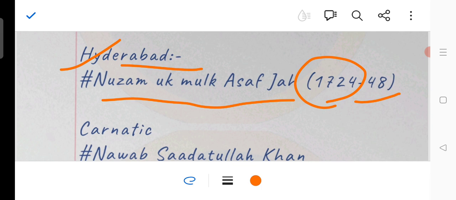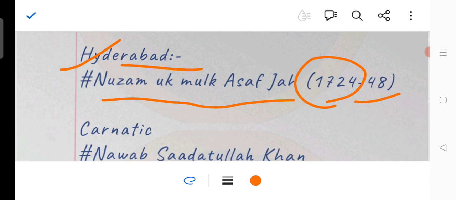But here the main thing is that after the death of Nizam ul Mulk, there was a fight between the two, Nasir Jung and Muzaffar Jung. Because the people saw that there was an unstable government, other states like Awadh, Carnatic, Mysore took advantage of this and started settling in Hyderabad. And the Marathas even invaded and collected Chauth from the Hyderabad region.